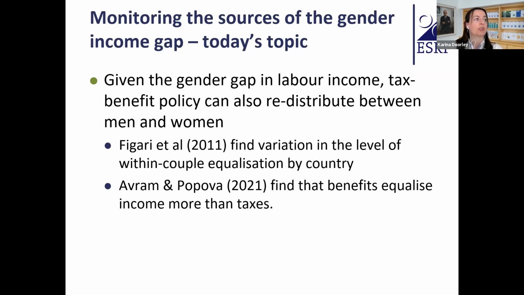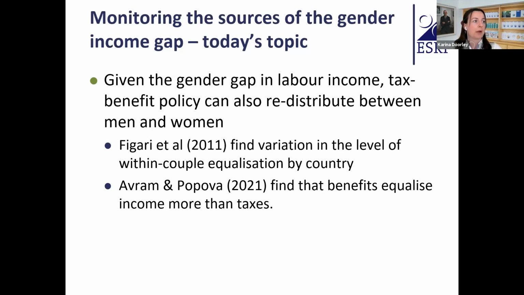So there's a small literature that examines the extent of this in European countries. The first paper I've listed here, Fagari and co-authors, look at a selection of European countries and look at how tax benefit systems affect redistribution within couples. And they find that the income inequality within couples is reduced by the tax benefit system, but there's variation in the level of within country or within couple equalization by country. So it really depends on the type of tax benefit system, on the various instruments.